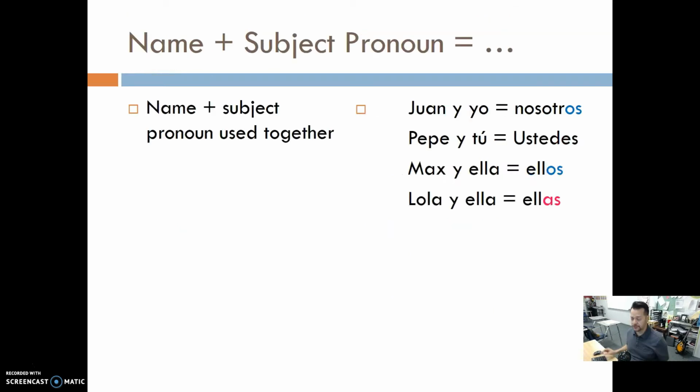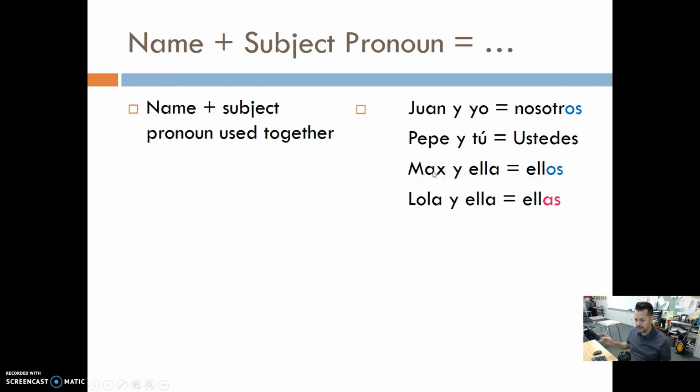Also, ladies and gentlemen, there will be times when you can mix and match. Mix and match, yep. So, for example, Juan y yo, Juan and me, that means we. That's the same as we. So it's going to be nosotros, okay? Pepe y tú, okay? That's going to mean the same as you guys. That's going to be ustedes.